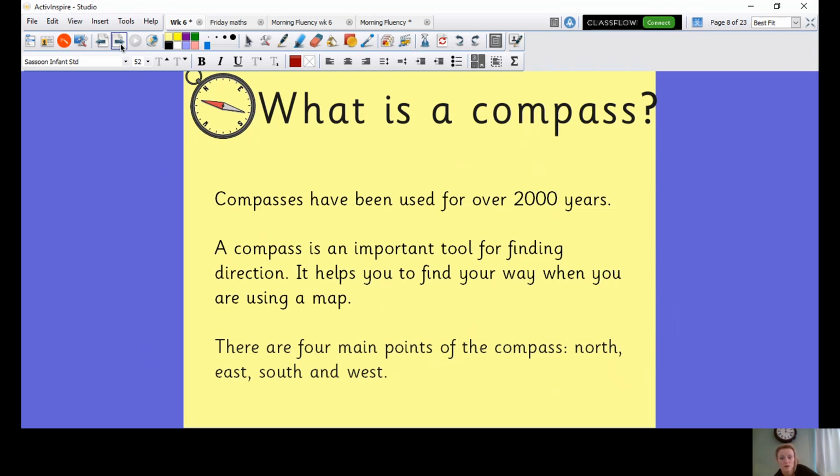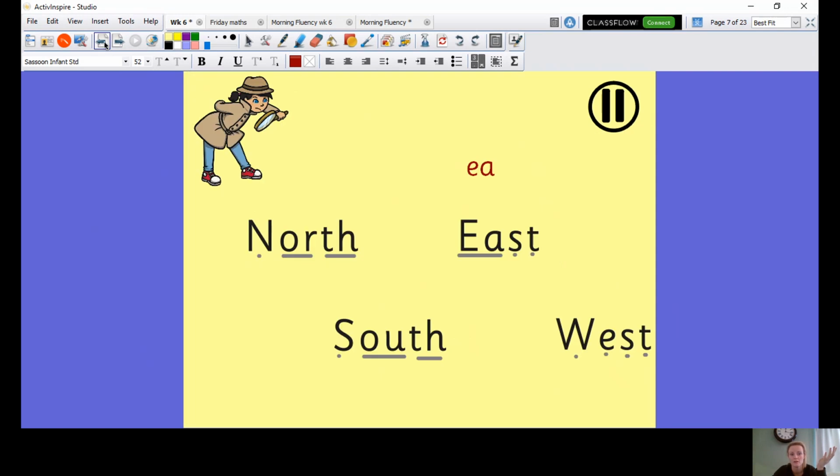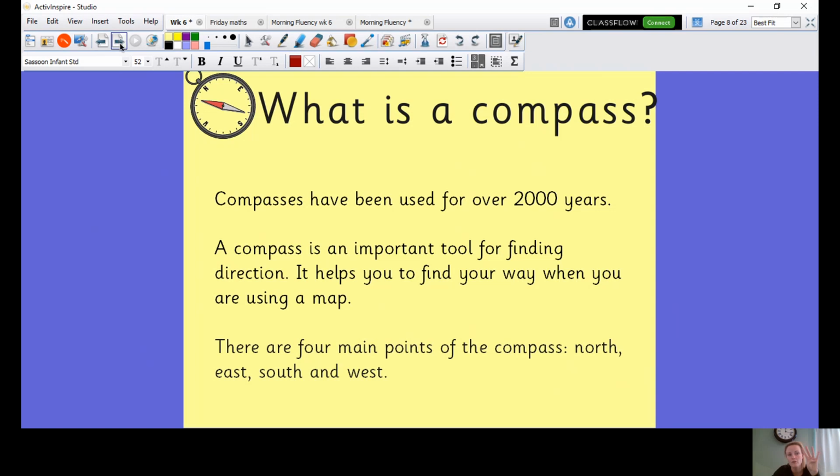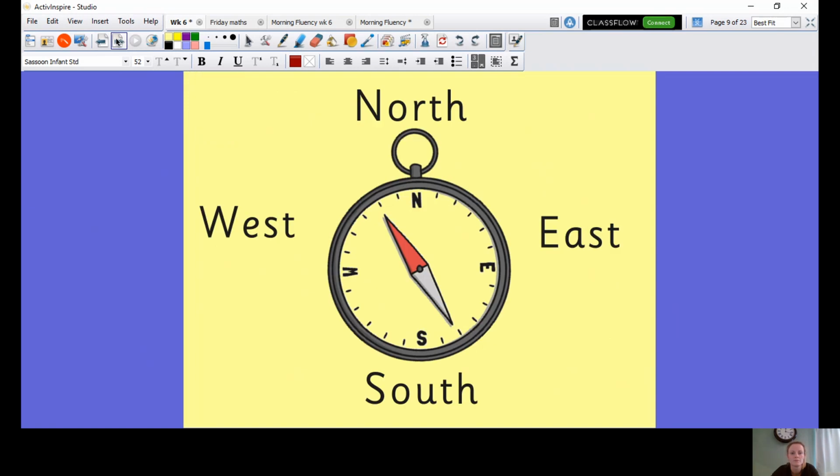So, what is a compass? Compasses have been used for over 2,000 years, so for a very long time. It's an important tool for finding directions, and it can help you find your way when you are using a map. And there are 4 main points of a compass, the words that we've just learnt about: north, east, south, and west. Those are our 4 main directions. We're going to be learning a little bit more than those 4, but those are the key ones.